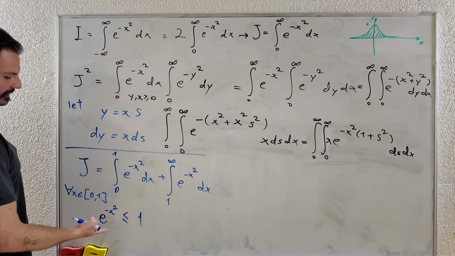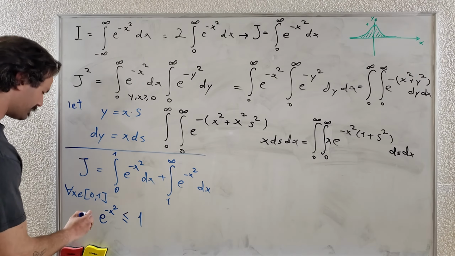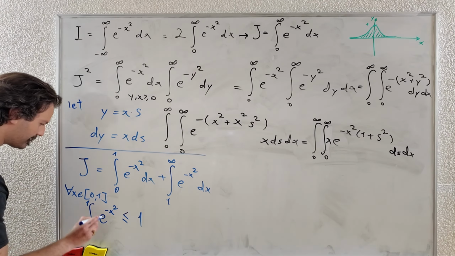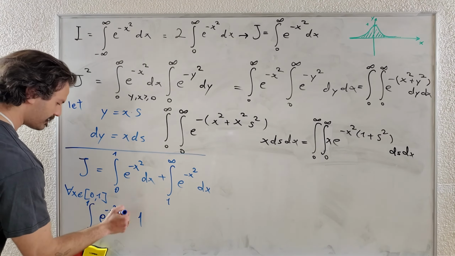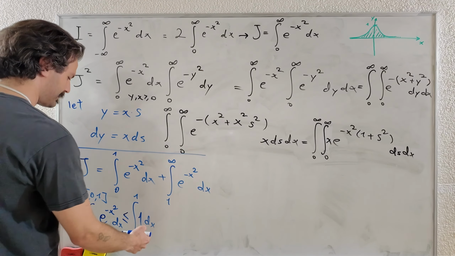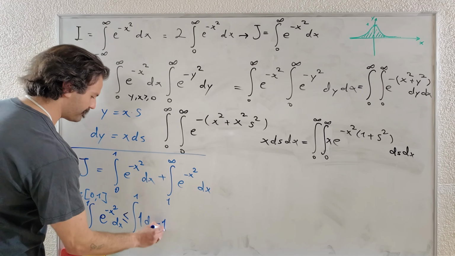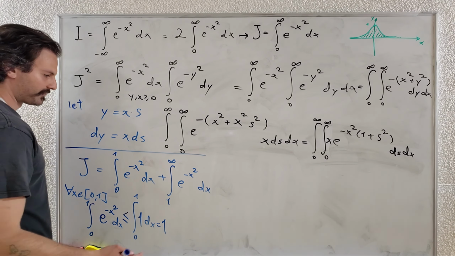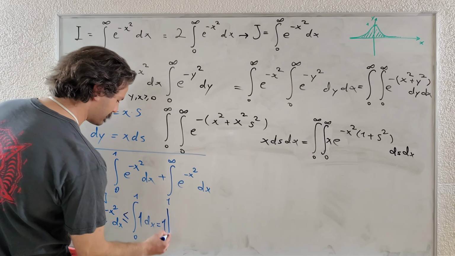And let's take the definite integral of this inequality from 0 to 1. So this gives us the integral from 0 to 1. And here we have the integral from 0 to 1 with respect to x, which just gives us 1. So we found out that the first term is restricted by 1. And the second, we also need to estimate this.